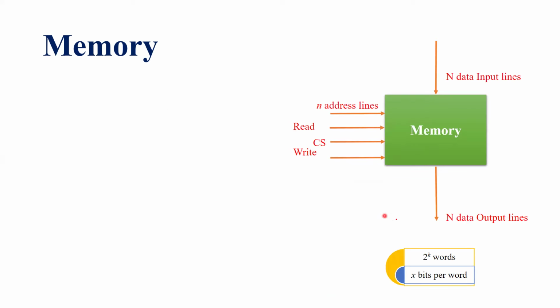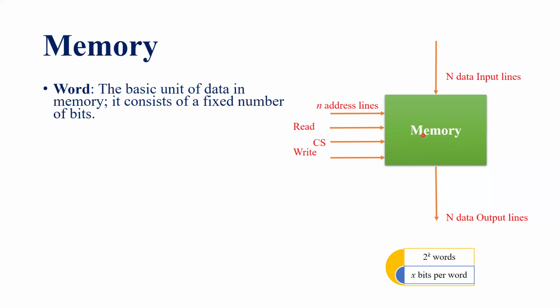So there is one important aspect now we will see, and we will talk about the data which is stored inside the memory. Data stored inside the memory is called a word. This is the basic unit of data inside the memory. It consists of a fixed number of bits. We'll see how many bits are there.